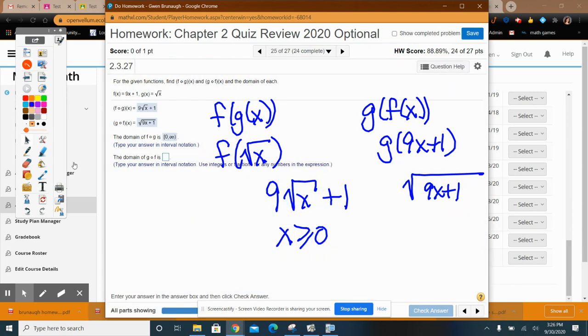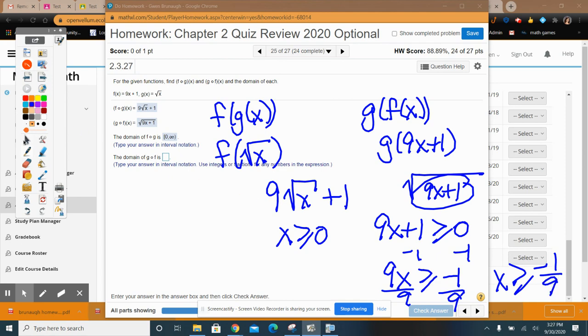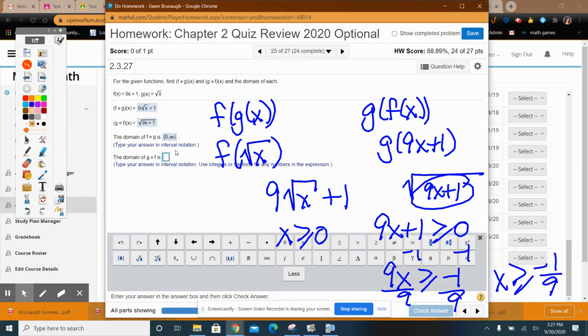For the next piece, the domain of this guy, this time you have to look at what's underneath. The 9x plus 1 has to be greater than or equal to 0. Subtract 1. 9x greater than or equal to negative 1. Divide by 9, and x is greater than or equal to negative 1/9. Again, it can be negative 1/9, so it gets the square bracket. Goes on for infinity.